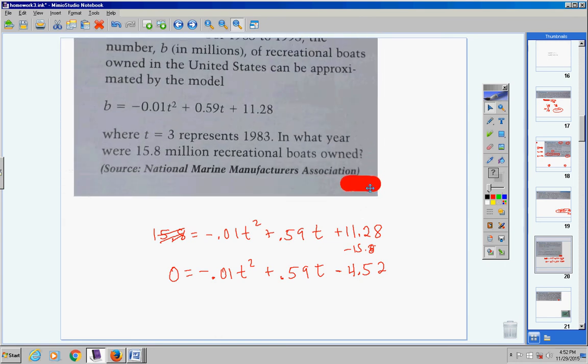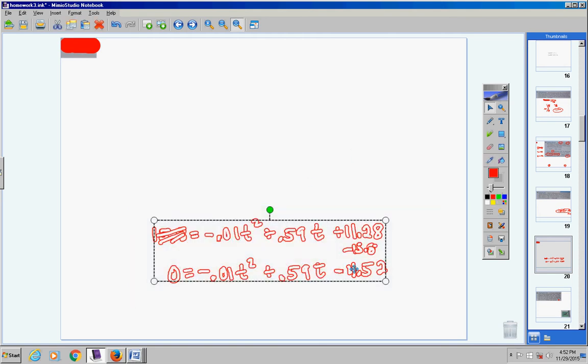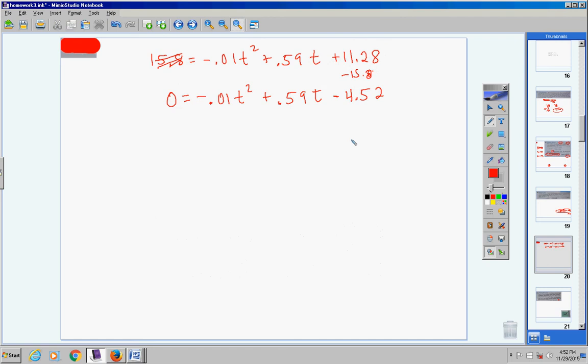Notice this right here, guys. T equals 3 is 1983, okay? We'll look at that again in a second. Now, there's my quadratic equation I'm going to solve. This would be my A, this is my B, this is my C, and there's your model. So here we go.